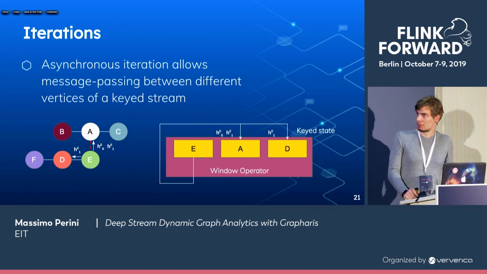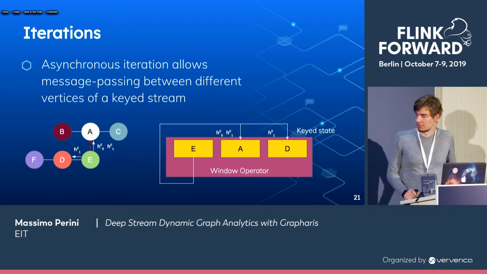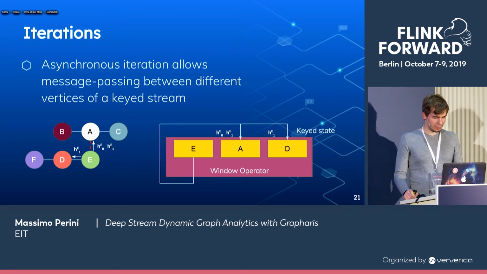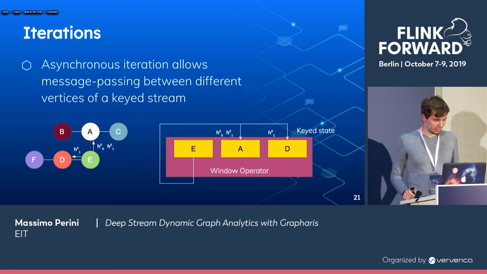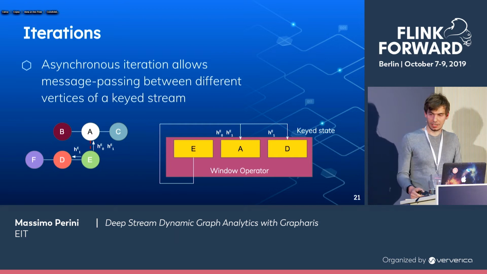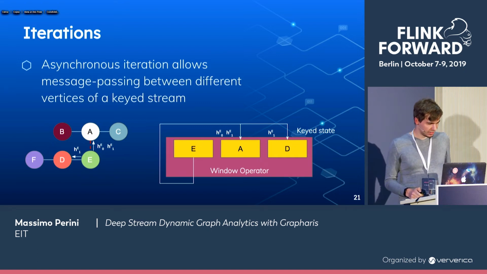How did we implement it? We can use Flink iterations to perform message passing between the different vertices of our stream. So in this case, for example, vertex E communicates with vertex A and vertex D, sending messages between them, and then the iteration rehashes them and delivers them to the right vertex.